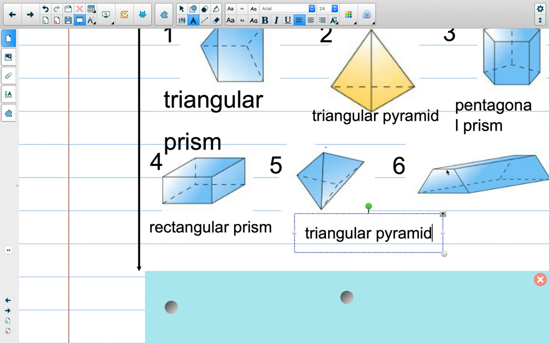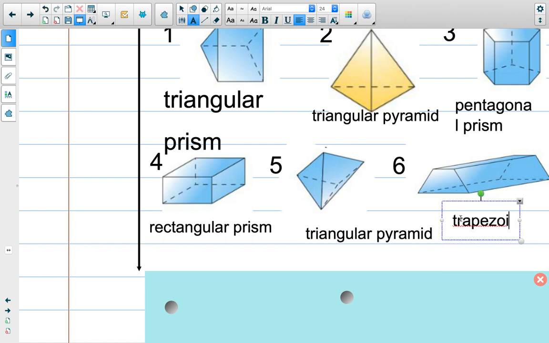And this one has 1, 2, 3, 4. These are trapezoids for its bases, rectangles all the way around. This would be a, you got it, trapezoidal. That's a weird word. Trapezoidal prism.